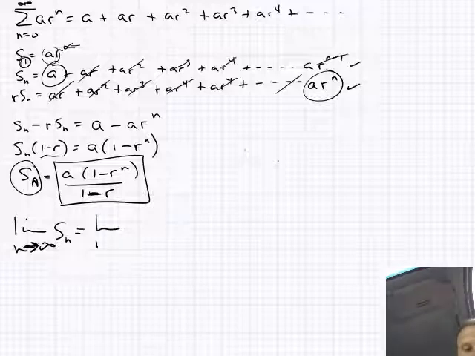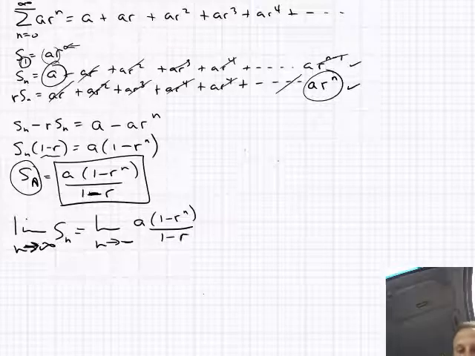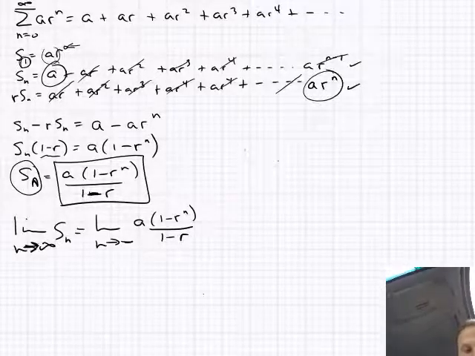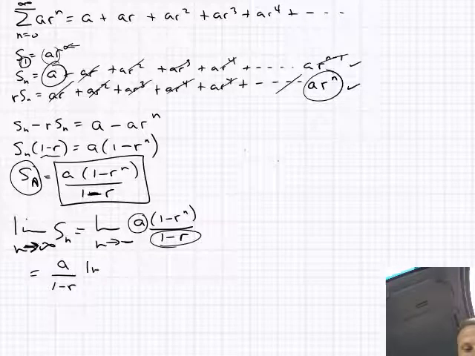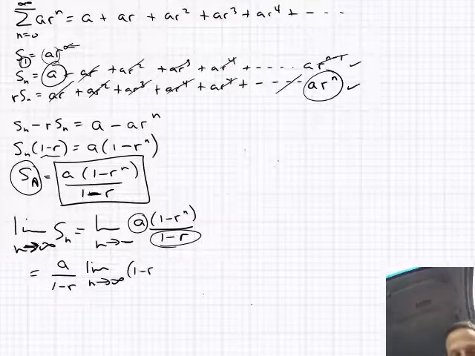So it's the limit as n goes to infinity of a times 1 minus r to the n over 1 minus r. Now remember, a and r are both constants. So to do this limit, since a is a constant and 1 minus r is a constant, that whole thing can be a constant multiple I can pull outside the limit, because none of that's affected by n. Then I really just have to take the limit as n goes to infinity of 1 minus r to the n.